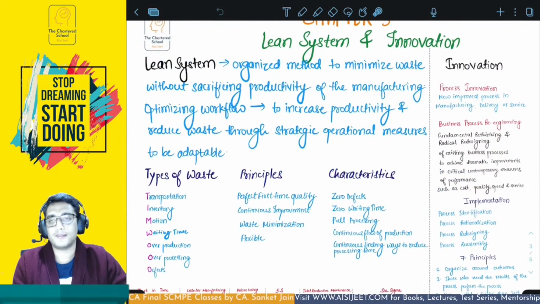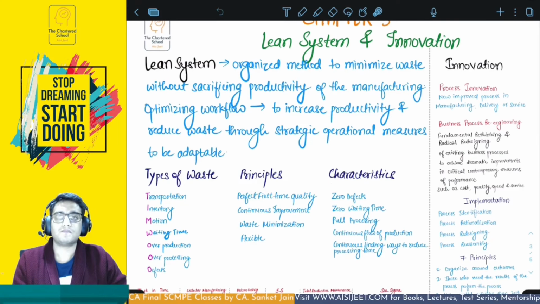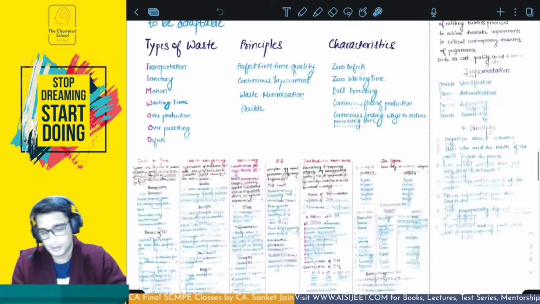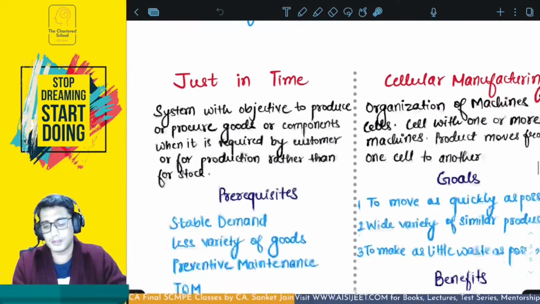Okay, so these are the characteristics of lean system. Try to remember the types of waste at least, and also the definition of lean system. Of course, principles and characteristics are something that is to be understood more than what is to be mugged up. Then coming to our first strategic operational measure, which is just in time.